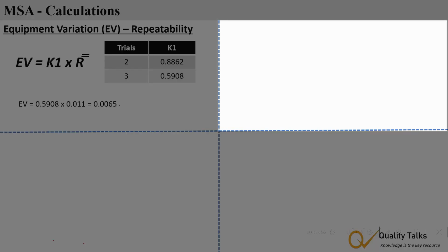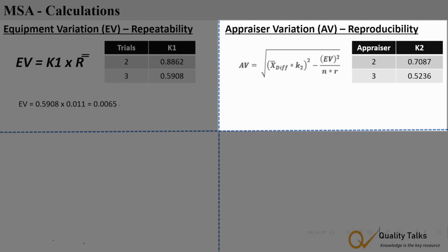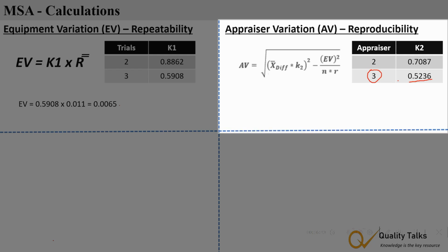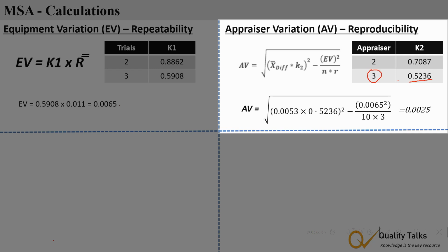Now we will calculate appraisal variations AV, reproducibility. The formula is AV is equal to square root of (X difference multiplied by K2) square minus EV square divided by NR, where K2 is a constant that depends on number of appraisers. We have 3 appraisers, so value of K2 will be 0.5236. N is number of parts, that is 10 here, and R is the repetitions, that is 3 here. So by putting all the values, AV comes as 0.0025.